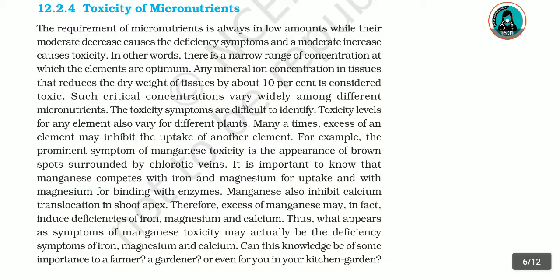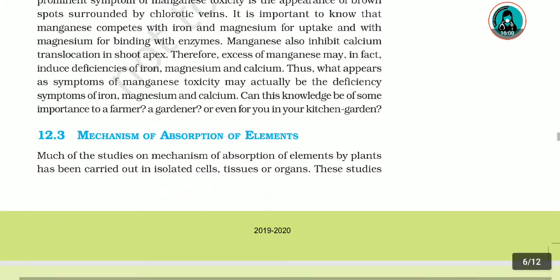It is important to note that manganese competes with iron and magnesium for uptake and with magnesium for binding with enzymes. Manganese also inhibits calcium translocation in the shoot apex. Therefore, excess of manganese may in fact induce deficiencies of iron, magnesium, and calcium. Thus, what appears as symptoms of manganese toxicity may actually be the deficiency symptoms of iron, magnesium, and calcium. Can this knowledge be of some importance to a farmer, a gardener, or even for you in your kitchen garden?